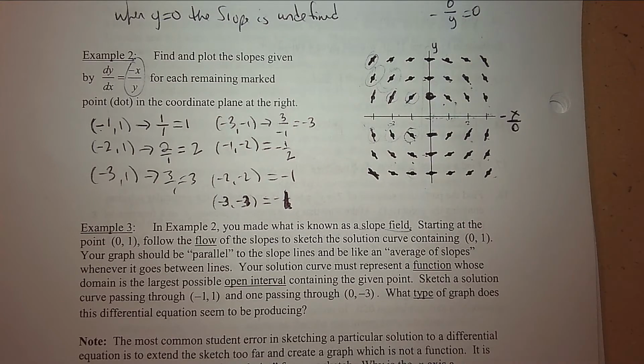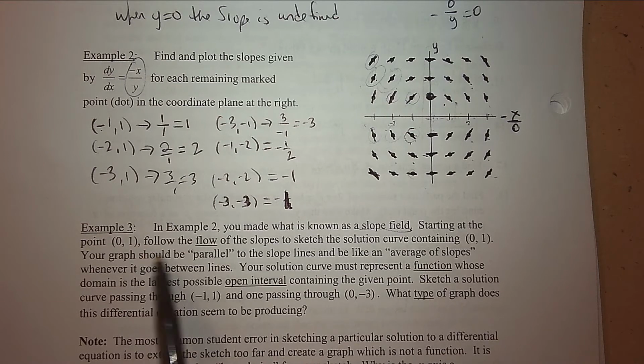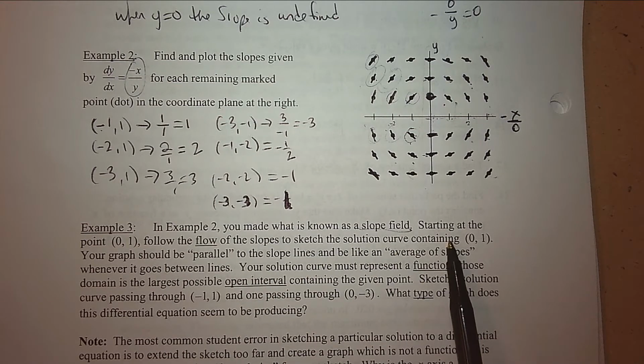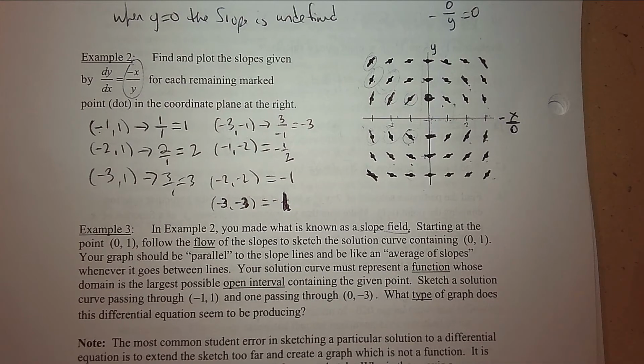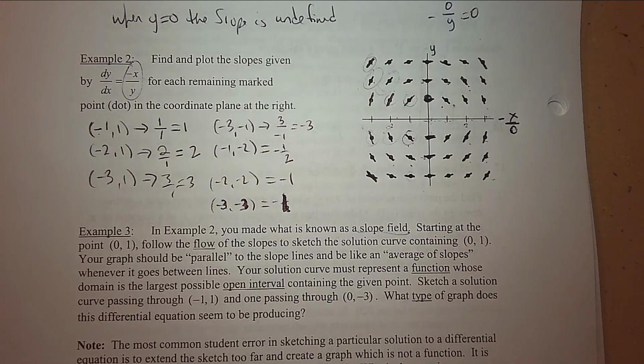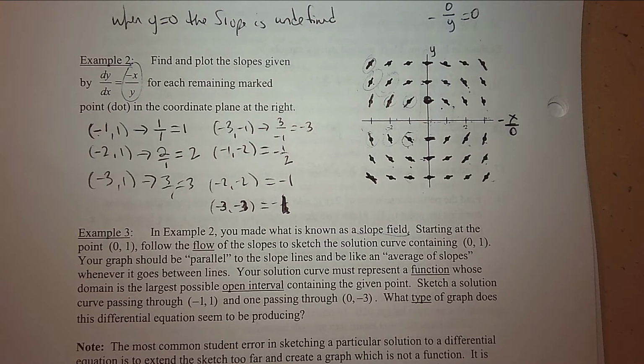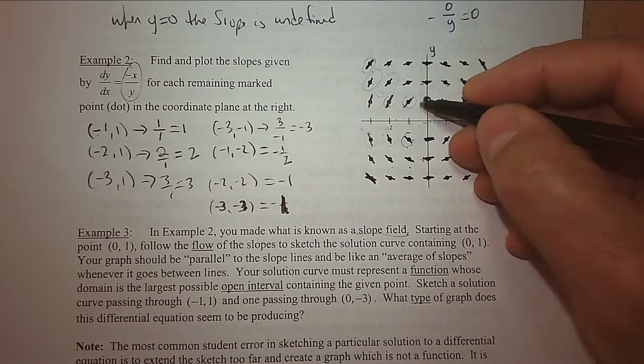Starting at that point, it says, follow the flow of the slopes to sketch the solution curve containing that point. What you did with that slope field is you actually have a family of functions that are contained within there. And it matters what point you start with to know what family that you're going to draw. So we're going to start at 0, 1.